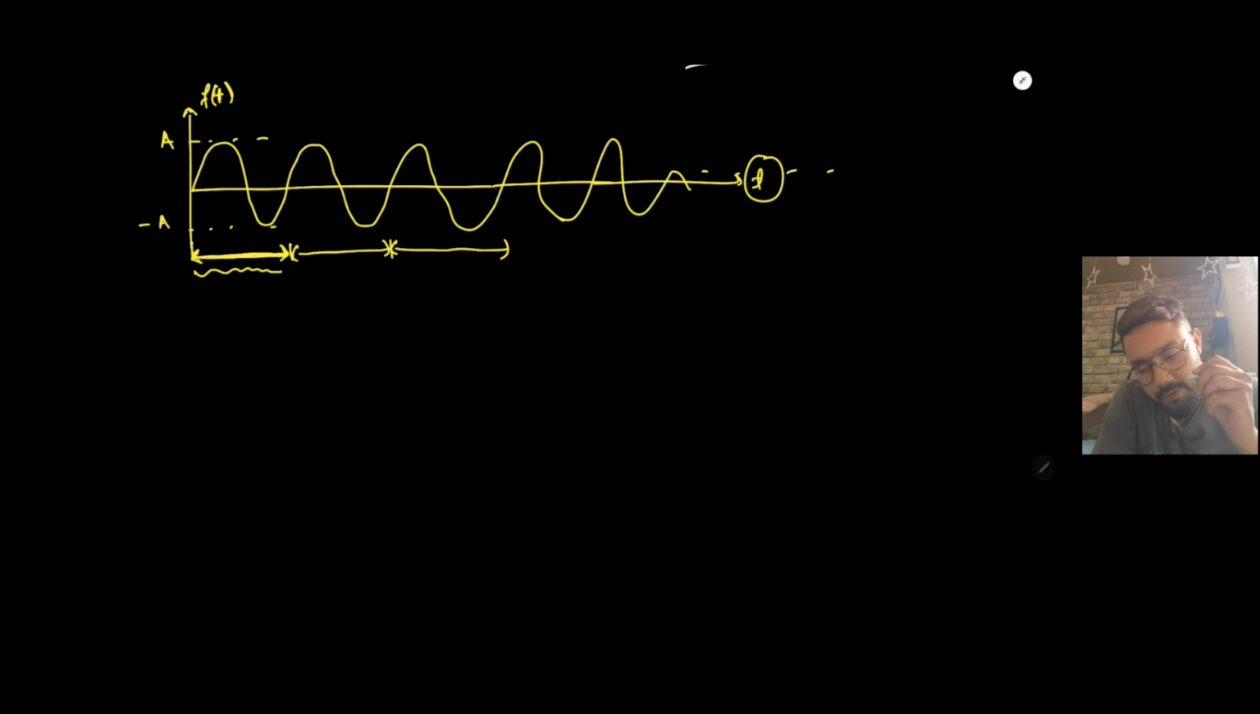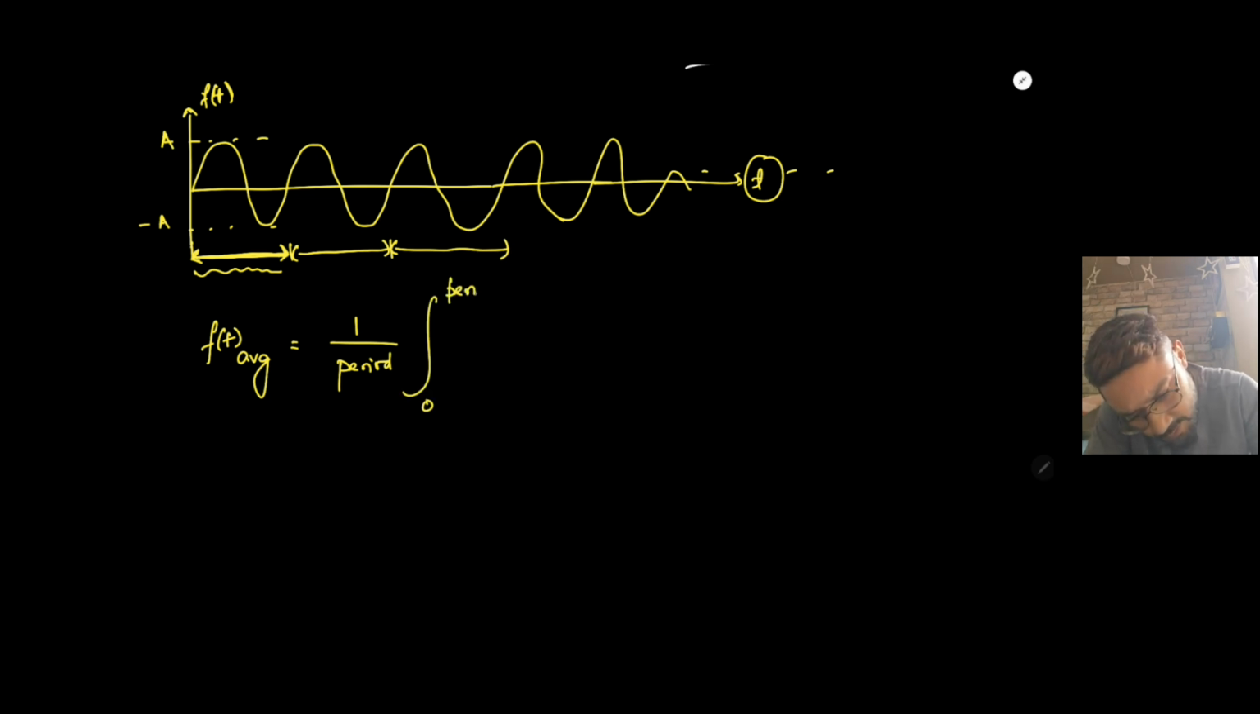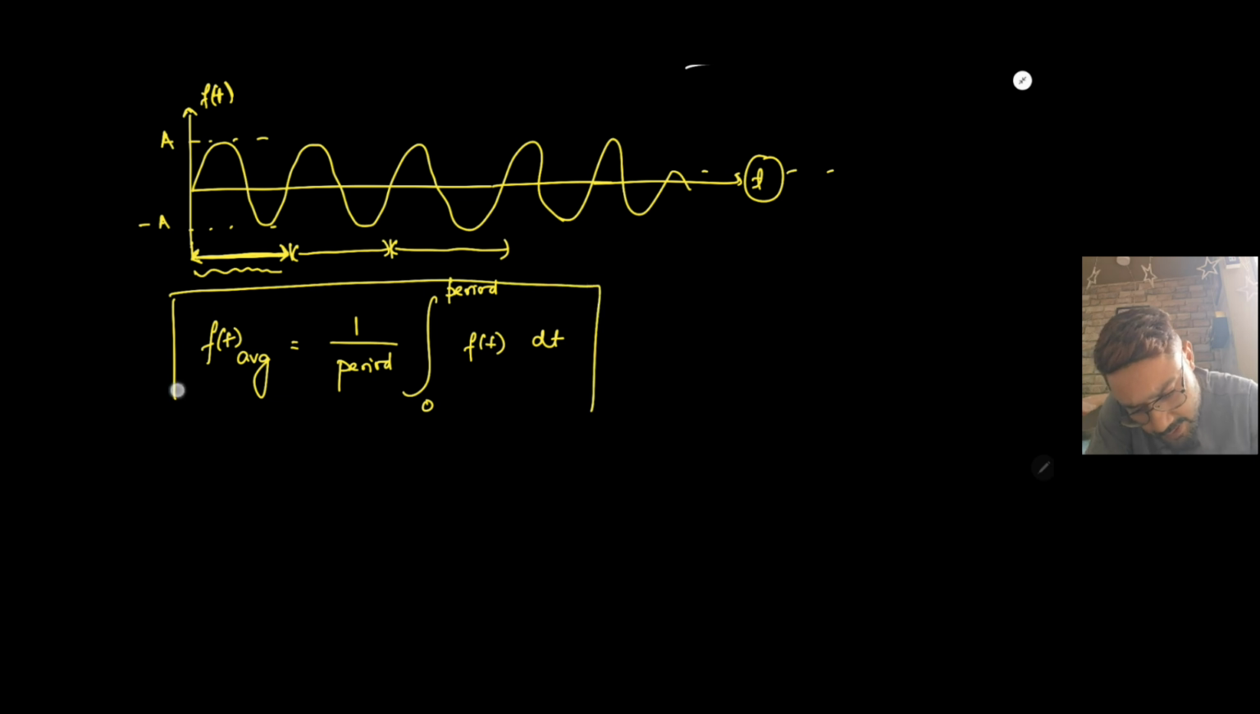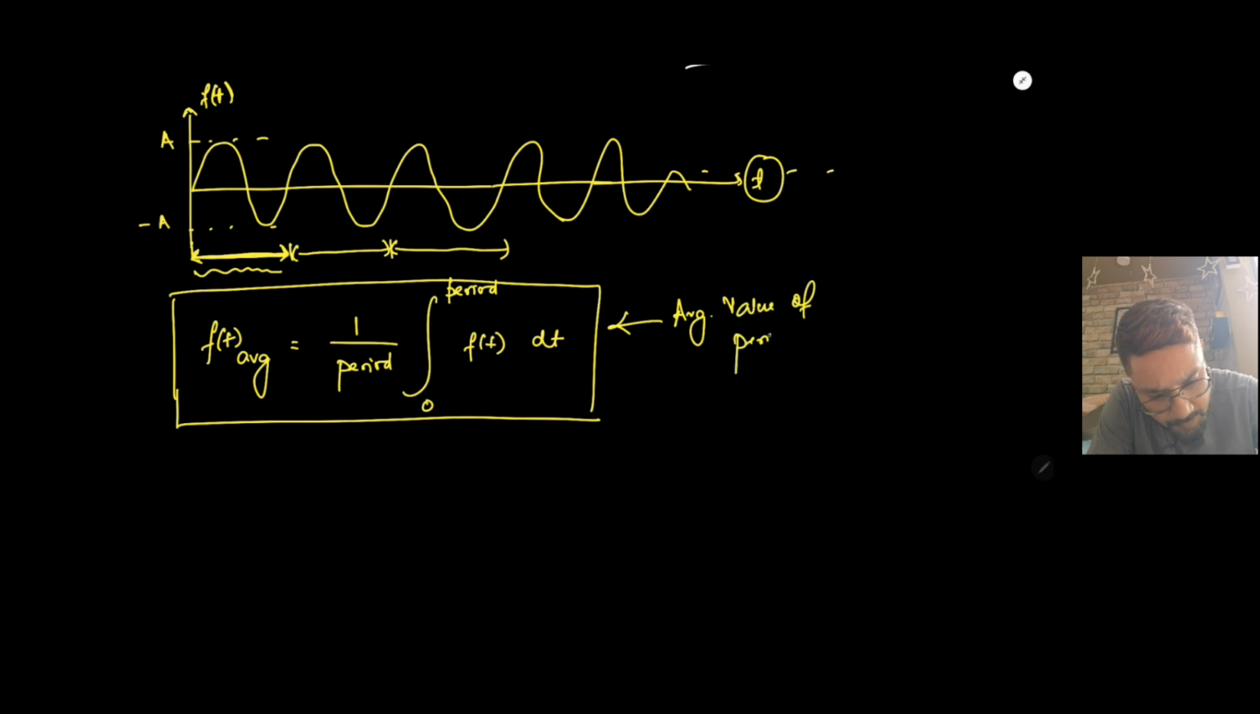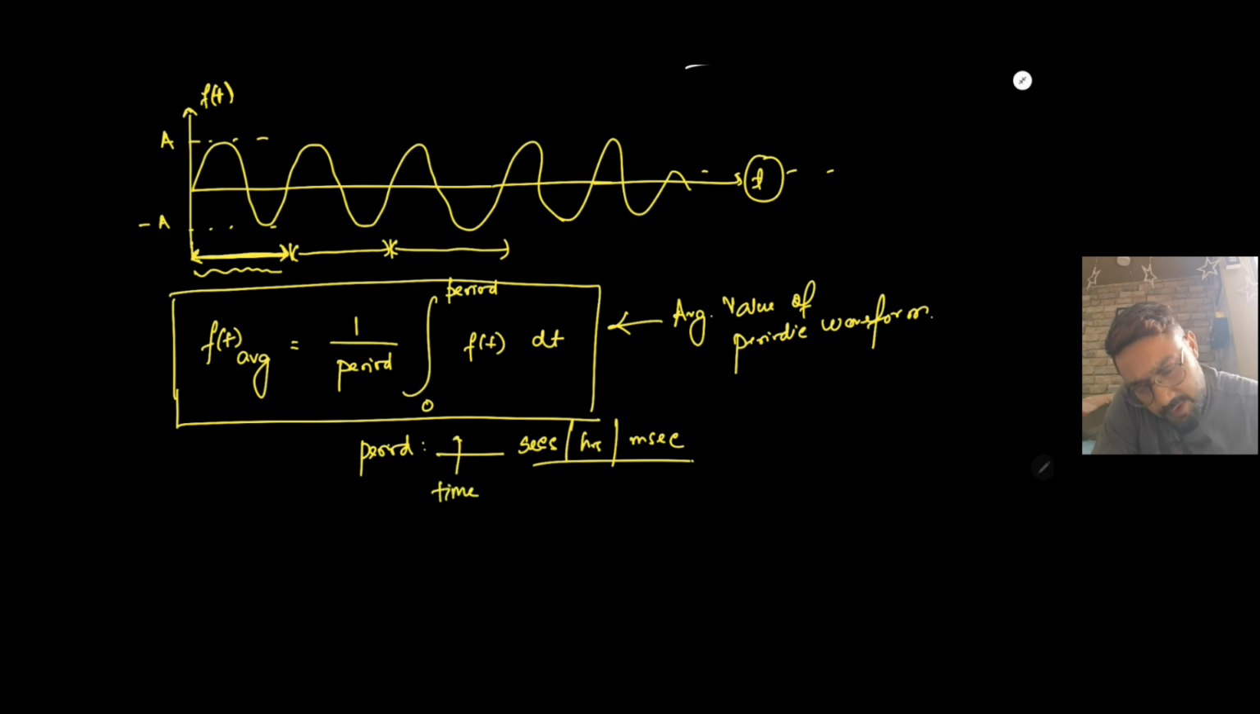So if you want to find the average value of a periodic waveform, the formula is, suppose I am writing f average, it will be 1 by period times the integration from 0 to period of the function itself dt. Okay, this is the average value of a periodic waveform. And this period will be in seconds, hours, milliseconds, whatever, because on the axis we are considering time, so this will be the time period. Fine.